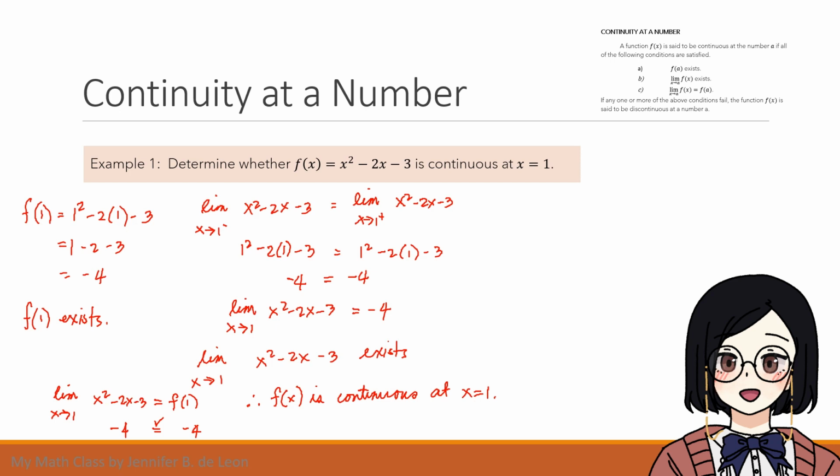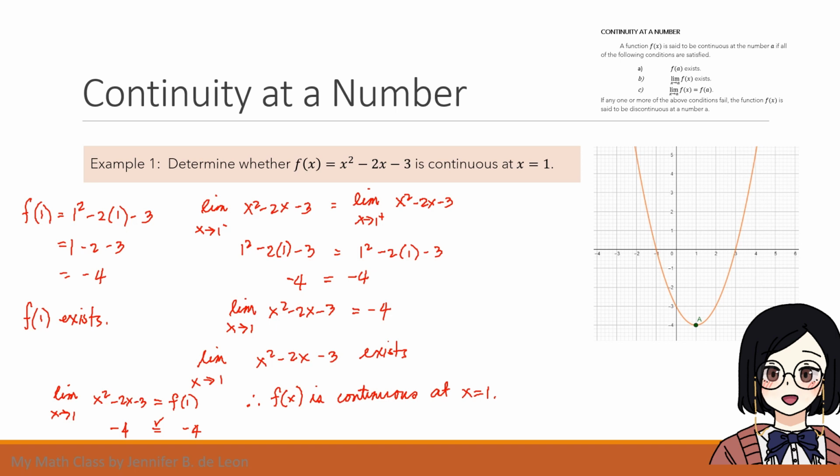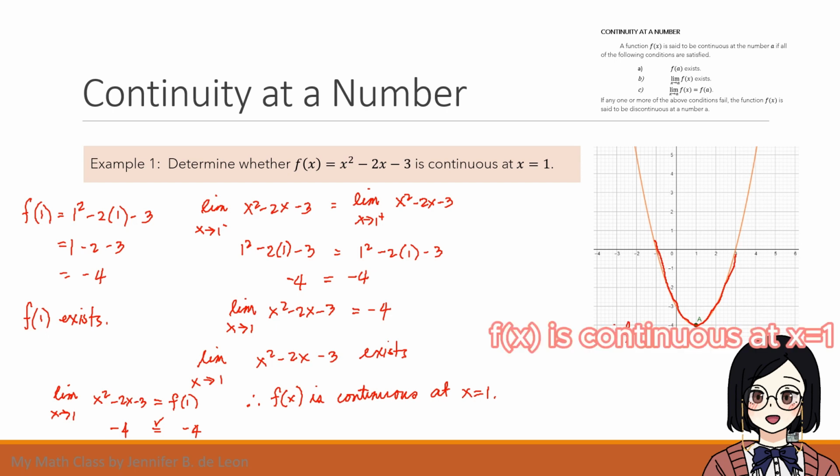We can use a graphical method to confirm our conclusion that the function is continuous at x equals 1. Using GeoGebra or Desmos, we can have this graph and plot the point at which x equals 1. So here we have x equals 1. Now, if we trace the function, we can see that we can pass through this point without lifting our pen. Hence, we can say that f of x is continuous at the given number x equals 1.